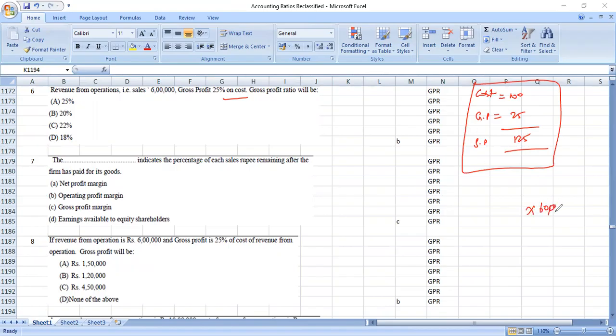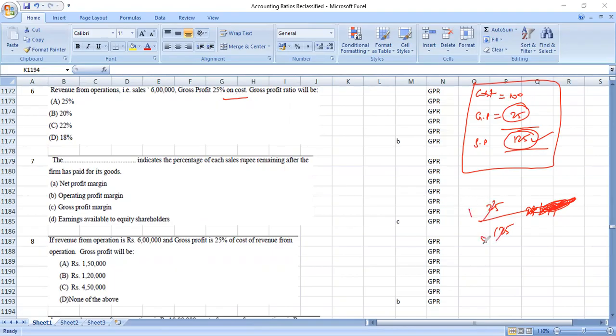6 lakh is given. 6 lakh is your revenue from operation. In your box, revenue from operation is 125. What you need to find is 25. Understood? Or you don't even need to find this 6 lakh, you don't need to find gross profit. Gross profit is 25, selling price is 125 according to these terms and conditions.